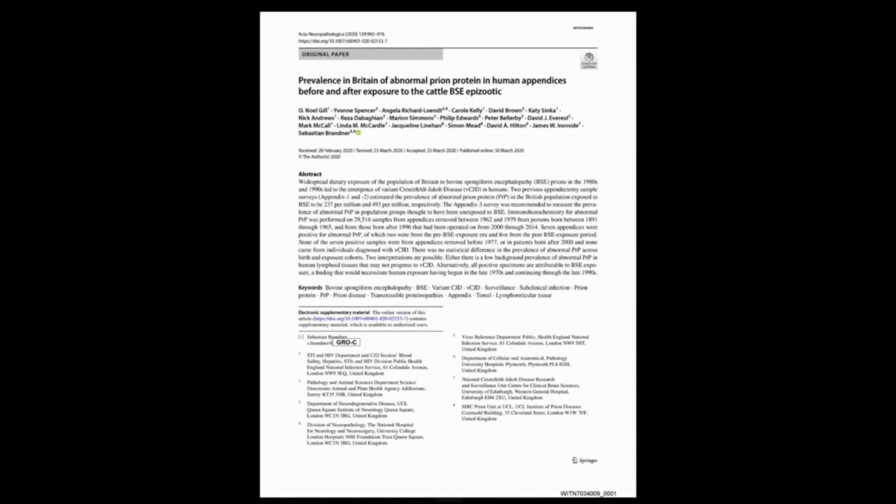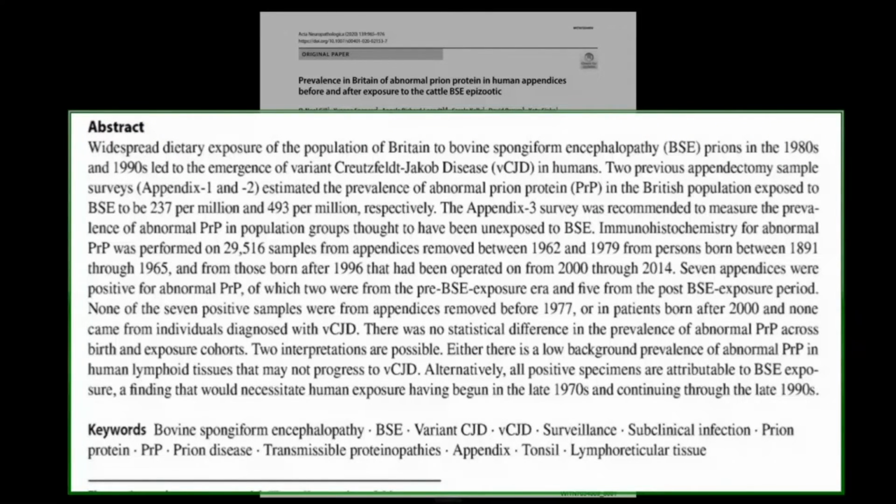So we can see the first couple of sentences sets out the background, and the second sentence says two previous appendectomy sample surveys, Appendix 1 and 2, estimated the prevalence of an abnormal prion protein in the British population exposed to BSE to be 237 per million and 493 per million, respectively. Now, just pausing there, can you just explain to us what that finding actually means?